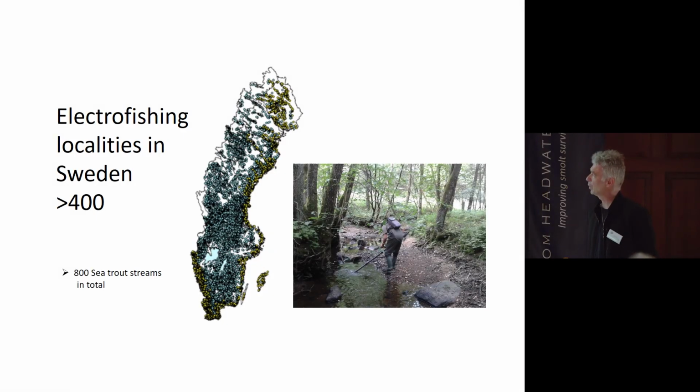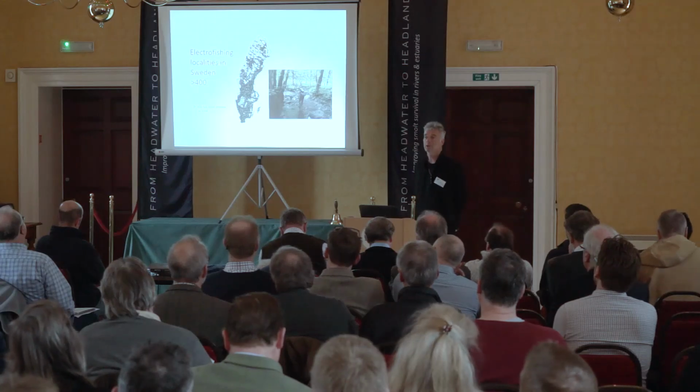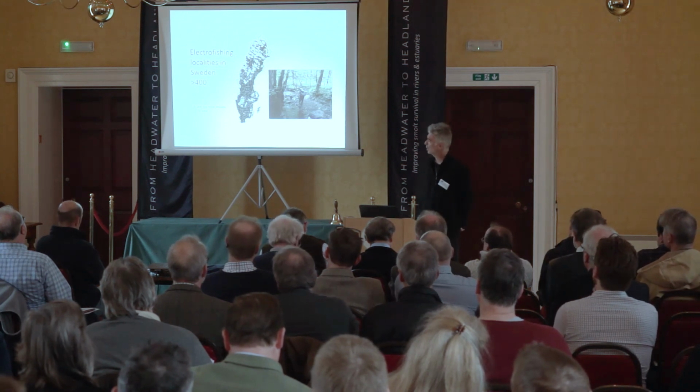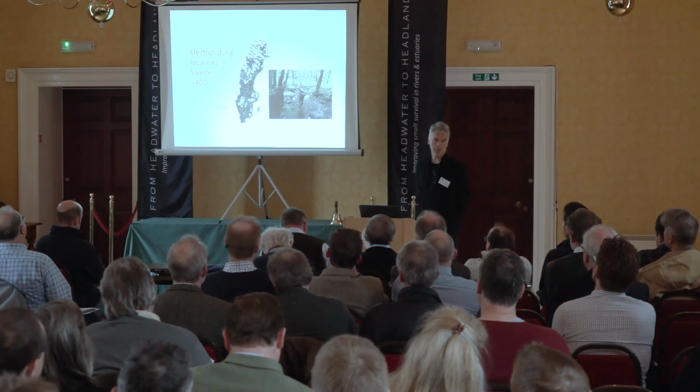The main way we do abundance for sea trout in Sweden is by electrofishing. We have covered almost all of Sweden in electrofishing localities since the 70s. So we have a quite unique data set here. In total, there are approximately 800 sea trout streams in Sweden, and they're all dominated by these fairly small streams. On the east coast, we have some larger streams where they stock hatchery trout to improve the stocks. But on the west coast, where I'm positioned, it's only naturally produced sea trout.